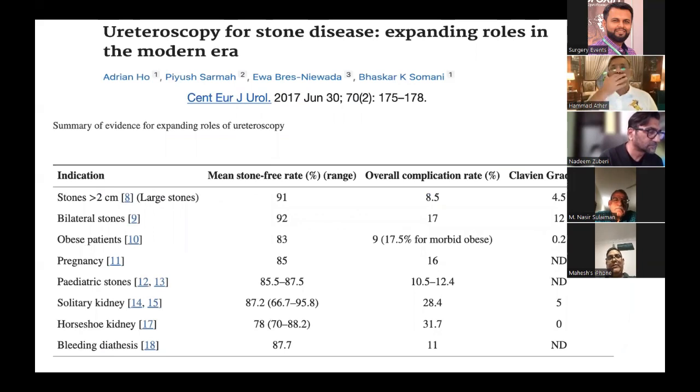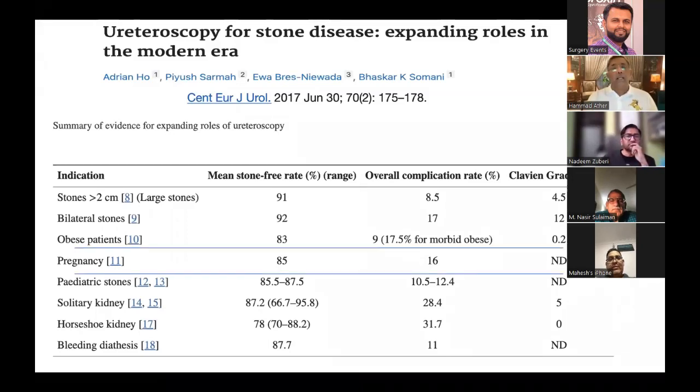If you look at this interesting paper where they have looked at the mean stone-free rate and complications in various complicating situations like larger stone, bilateral stone, obese patients, pregnancy and pediatric, and so on. And I focus your attention on the pregnant women. The ureteroscopy has a stone-free rate of 85%, which is fairly high for a procedure which is slightly compromised in terms of lack of use of fluoroscopy during that procedure.